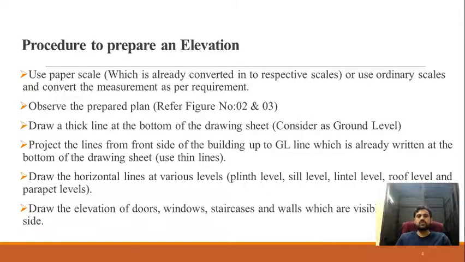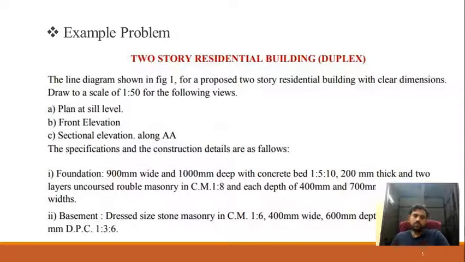Draw the elevations of doors, windows, staircases and walls which are visible from the front side. If staircases are provided at the front side, these projections can be transferred. If not present, then you have to remove them. In the front side, if you provide a main door, then you have to show the door and the number of windows located on the front side, so that they are projected and shown in the elevation. This is a simple procedure, and this is a simple problem I have taken.